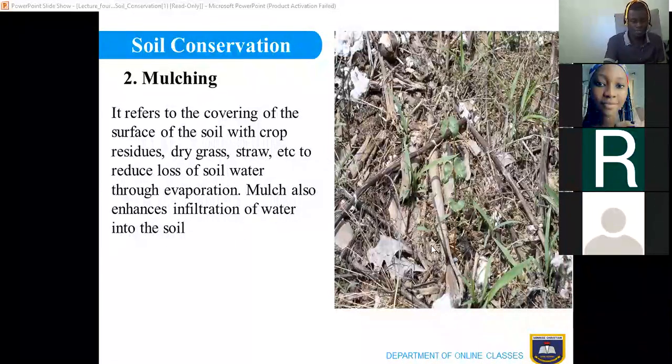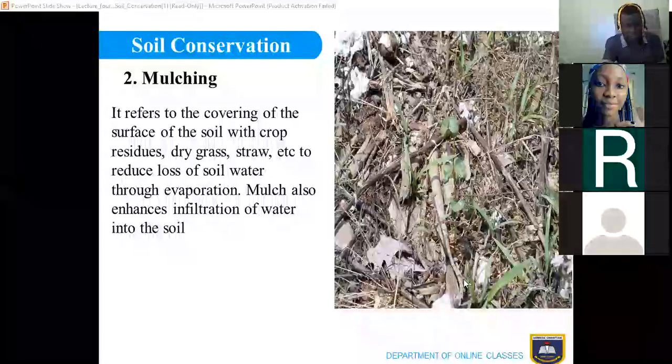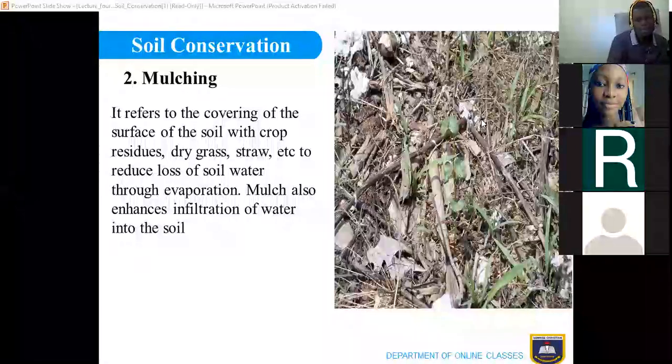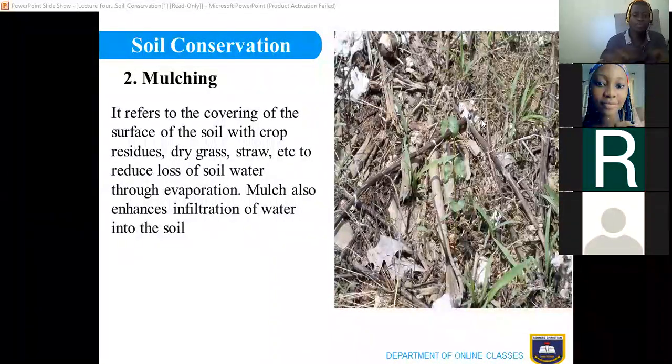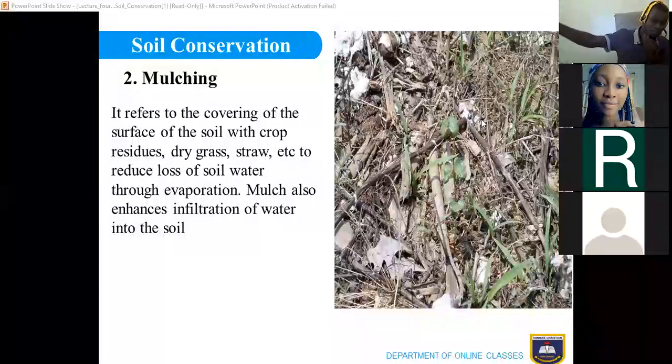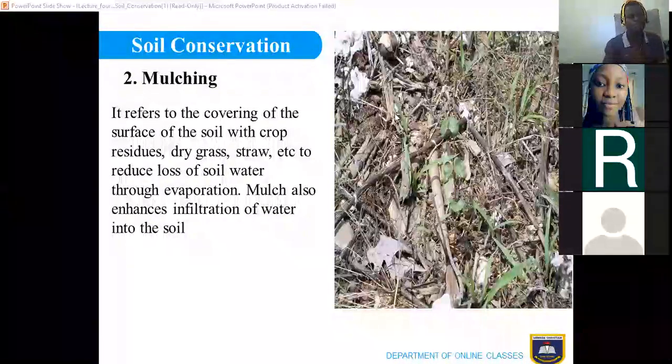So in this picture, you see dead leaves and dead twigs that are used to cover the surface of the soil. Even if it is a farm, it is usually done right at the base of the crop, so that the water will be conserved and it will also prevent the direct sun rays from reaching the soil, and so on. Okay, let's look at the subsequent ones.